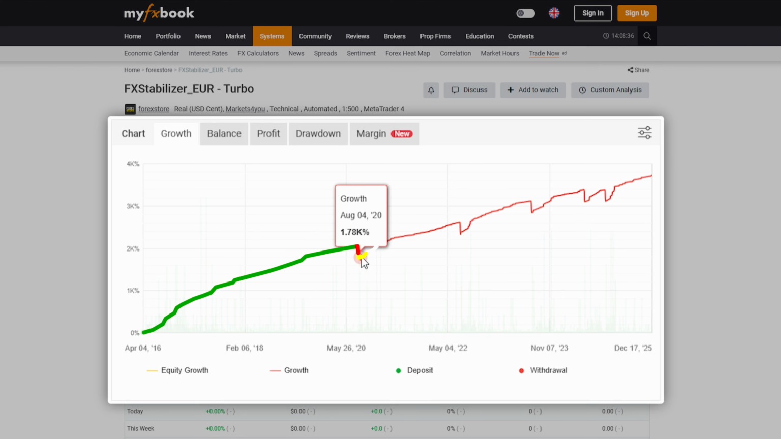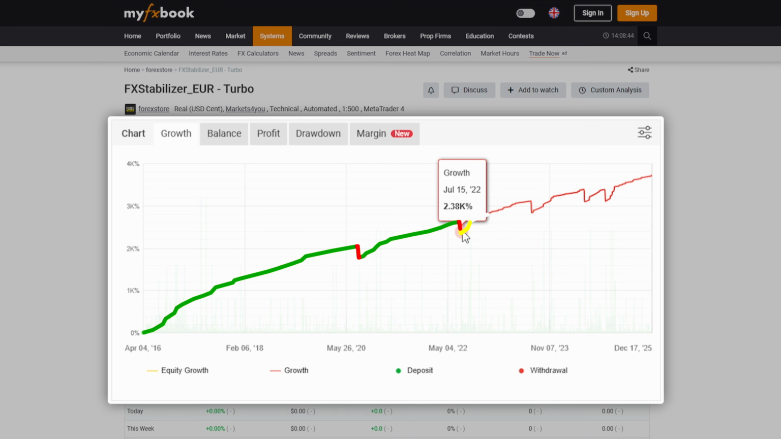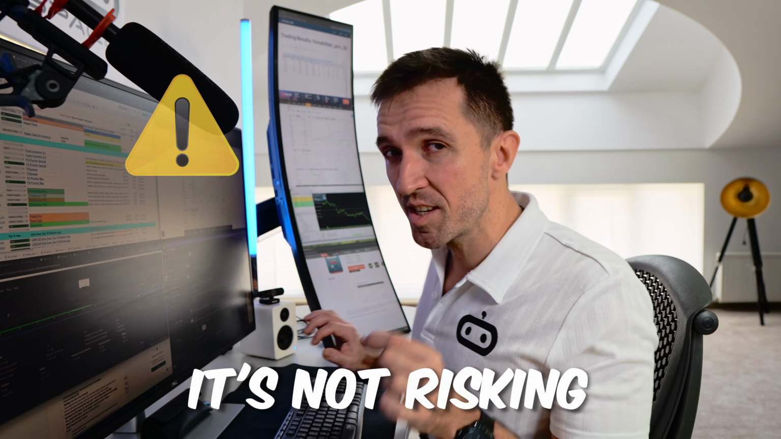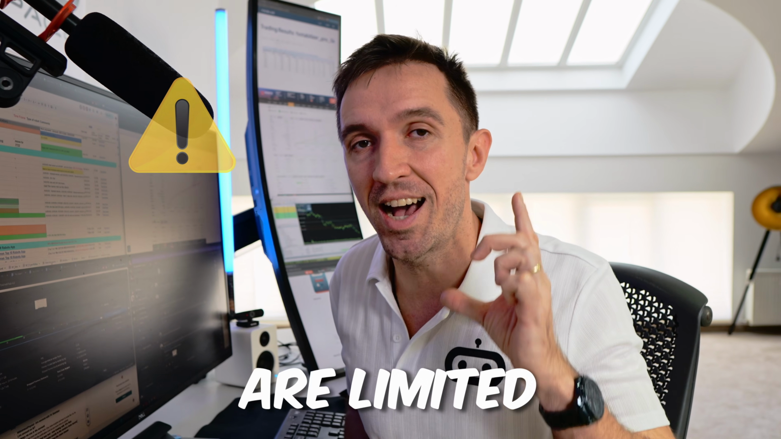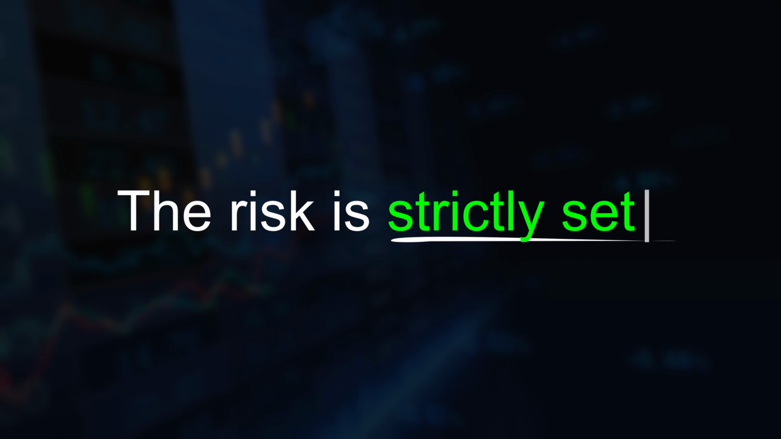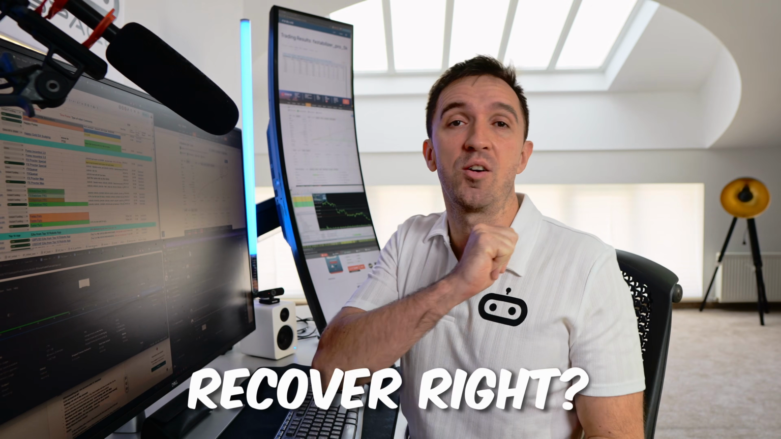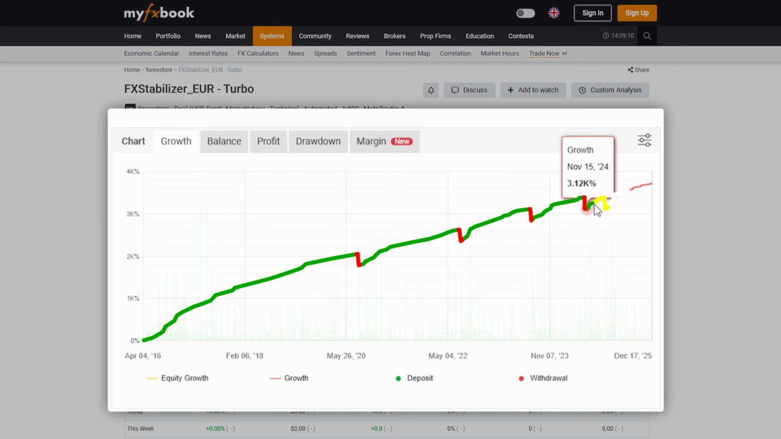From time to time, the protection system applies, but then the account recovers. So it just closes the trades to whatever risk we set in the inputs, and then it recovers. It's not risking the whole account. That's the main thing, because the recovery trades are limited and there is a certain percent risk we are willing to lose, and then it will just recover, right? And you can see that here with the euro dollar, it happened a couple of times and it didn't happen since April 2024.